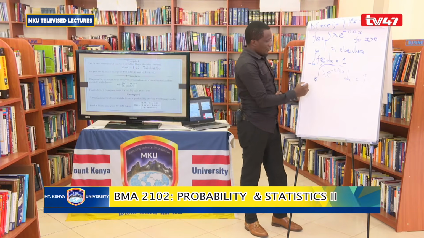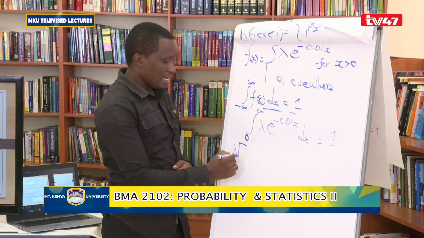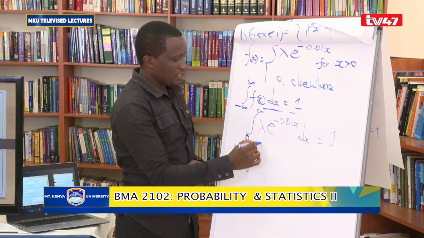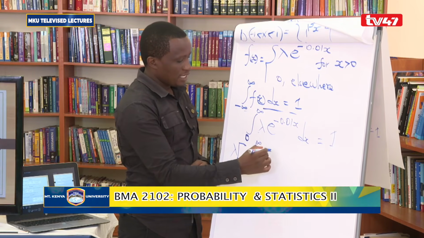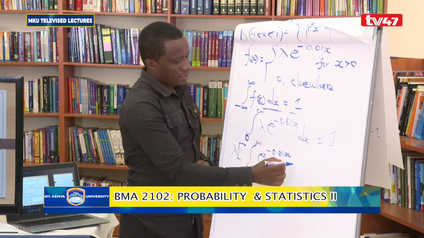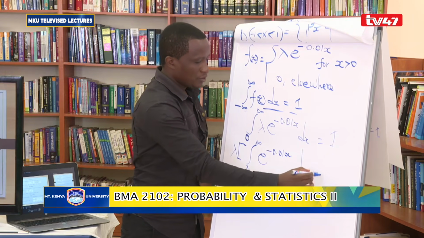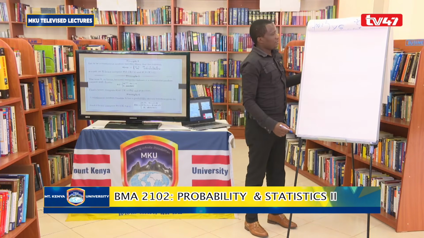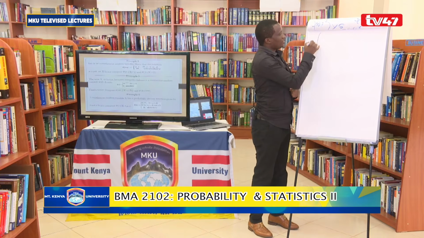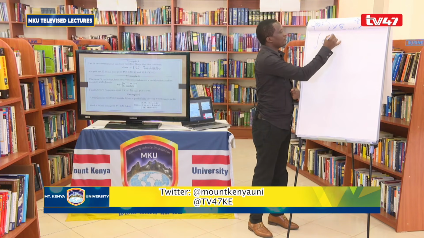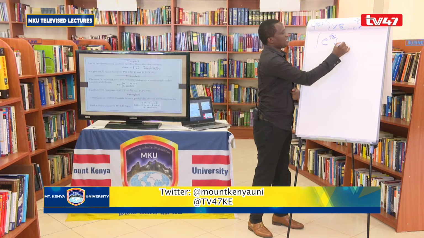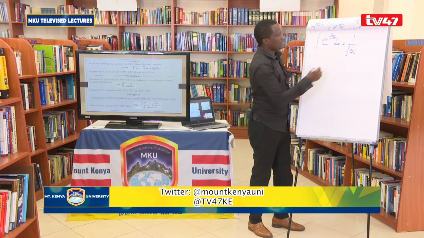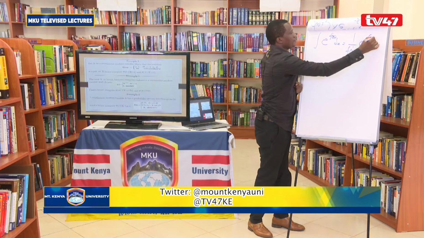So first, we can factor out lambda. Since it's a constant, it does not depend on x, so that we remain with the integral from 0 to infinity of exponential negative 0.01x dx equal to 1 again. But here, we have to go back to calculus. The integral of an exponential function with respect to x is 1 over the derivative of the exponent, then the same exponential. You just write the same.